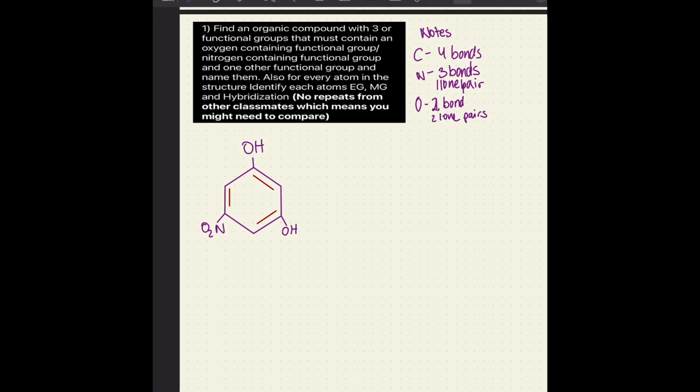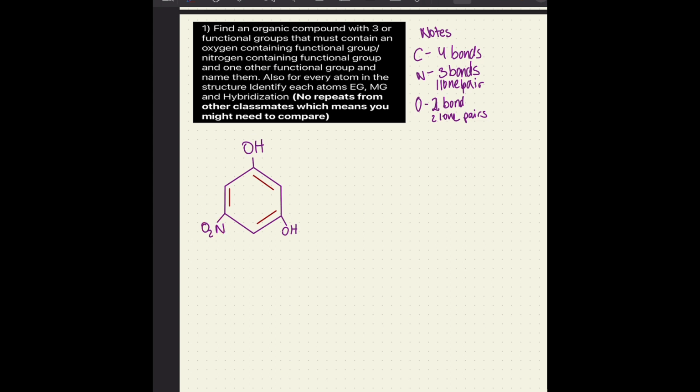Hello, today I'm gonna be finding an organic compound with three functional groups. So one of them must contain an oxygen, one of them a nitrogen, and the other one's just another functional group. And then I have to name them. So yeah, I got the nitrogen one there, the oxygen.